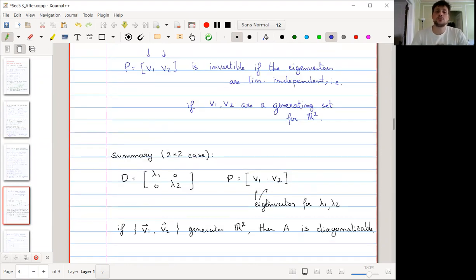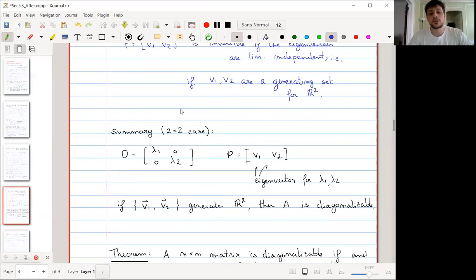So the summary in this 2x2 case is that to diagonalize a matrix, we must have that the diagonal matrix similar to it has eigenvalues in its diagonal entries, and the columns of the diagonalizing matrix must be eigenvectors for the corresponding eigenvalues. This is something that needs to happen. However, it may be that P is not invertible. When P is invertible, or in other words, when V1 and V2 do generate the whole space R2, then A is a diagonalizable matrix.